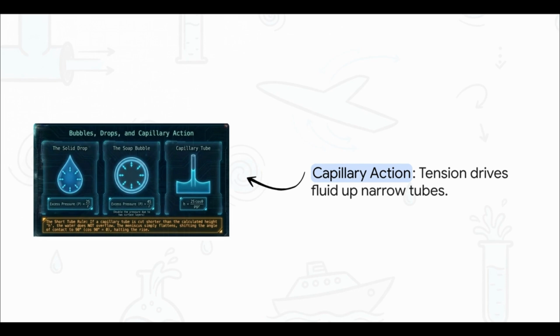This same tension is what drives water up narrow capillary tubes. And here is where it gets really crazy. If a capillary tube is sliced completely off below the water's natural calculated rise height, it stubbornly refuses to overflow. Instead, the meniscus just flattens its angle of contact to 90 degrees. The cosine of 90 is 0, meaning the upward force zeroes out, instantly halting the ascent at the exact brim of the cut tube. Nature is wild.